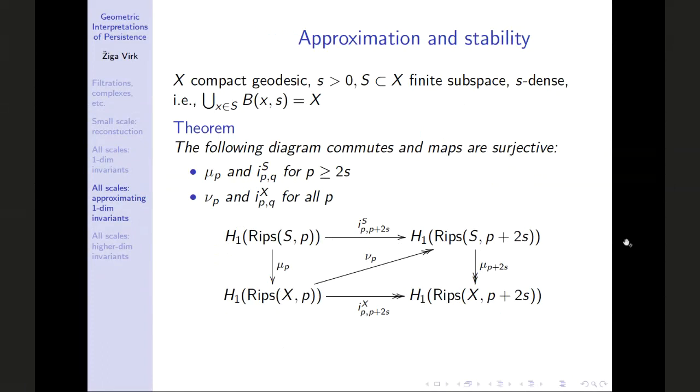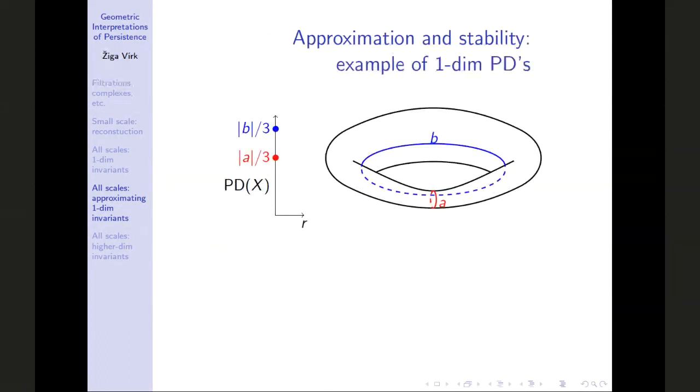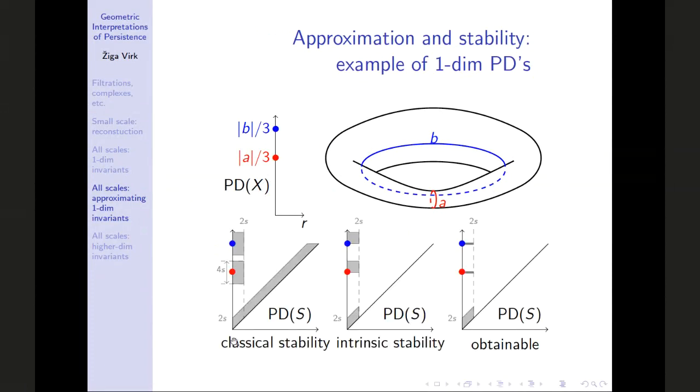And you can actually translate this kind of special interleaving into the following diagram. Here's the example from before. This is the ideal case, what we would get if we could compute things with uncountably many vertices. Now, this classical stability using the Gromov-Hausdorff distance gives us this. The red point could move anywhere within this gray area. The blue point could move anywhere within this gray area, and we could get all sorts of noise along this diagonal.